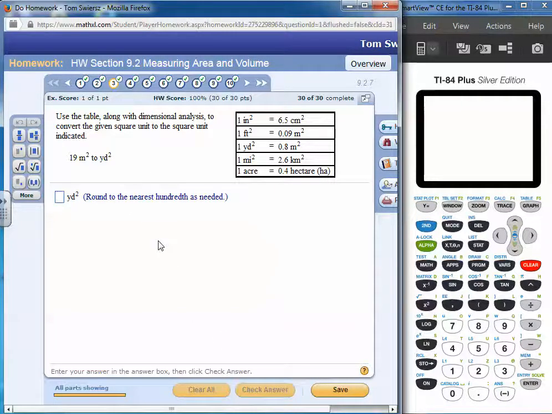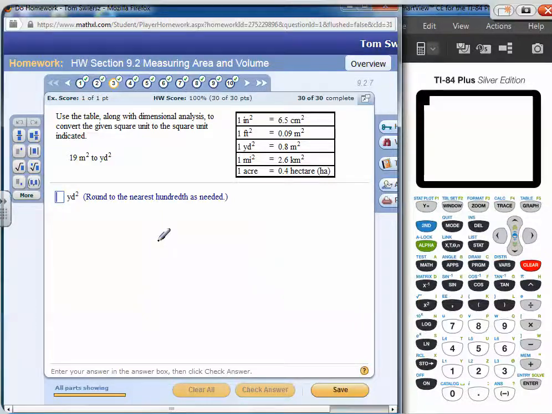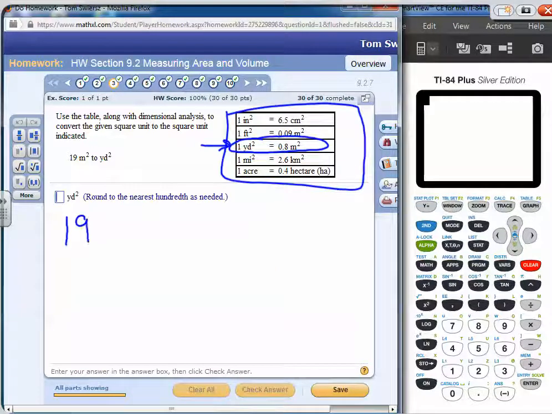Okay, we're going to go ahead and use dimensional analysis to convert 19 square meters to square yards. Notice you have right in this chart here given square yards to square meters. 1 square yard is 0.8 square meters, so we can use that to do the conversion. So we write what we have given, 19 square meters. We put what we want in the numerator. We want to go to square yards. And we're going to cancel square meters, and notice the numbers are for every 1 square yard, there is 0.8 square meters.